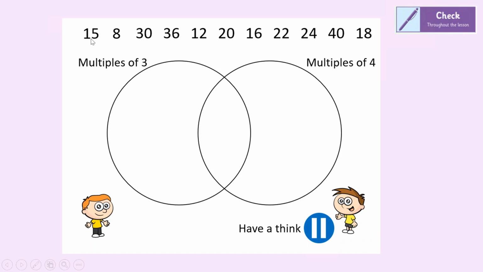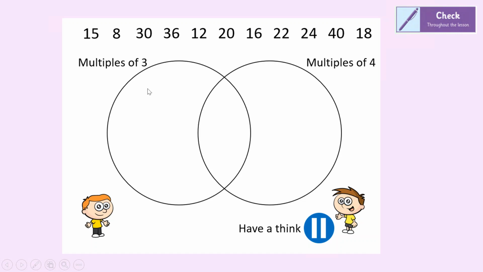Here's an extra challenge for you to have a go at today. Now along the top you can see lots of different numbers. Here we've got a circle that contains multiples of 3. And here we've got a circle that will contain multiples of 4. Now this here is called a Venn diagram. Can anyone remember what numbers will go in the middle?